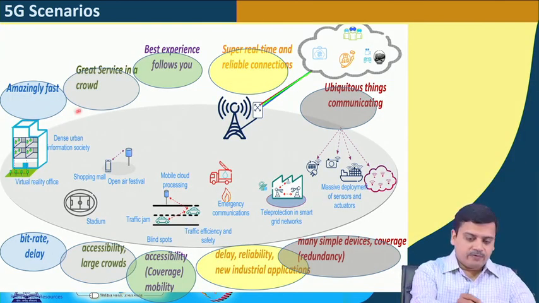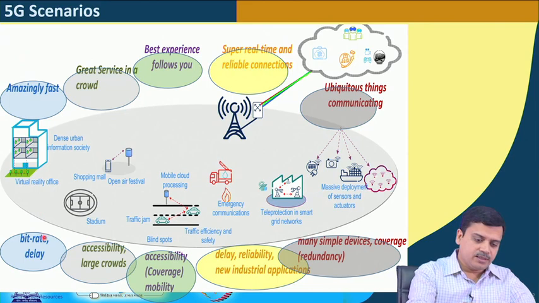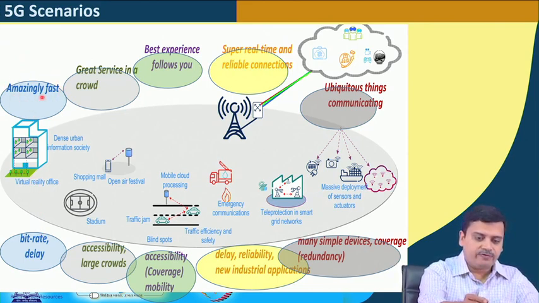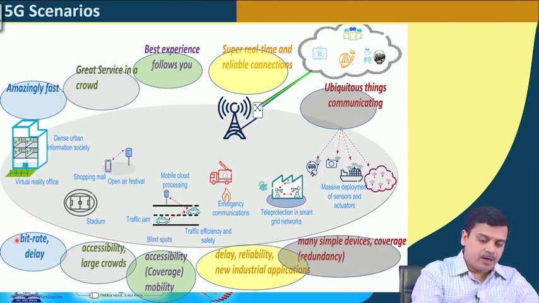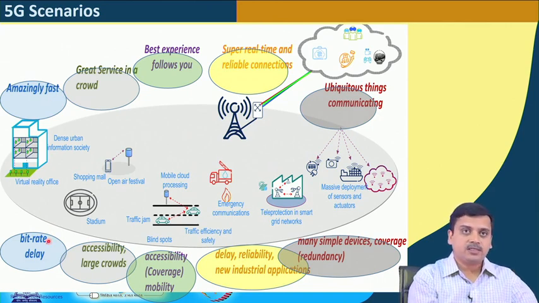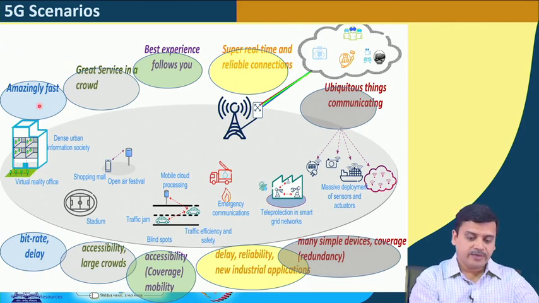So, overall, if we have a huge picture which captures more or less all the scenarios that come into play, and we categorize the different situations, we have on one end amazingly fast as the description of the scenario, which we could map down to a requirement on bit rate and delay. For example, if we have a situation which requires amazingly fast connectivity, the data rate would be very high, as well as the delay requirement would be pretty stringent. That means, at very small delay with very high data rate, you have to provide connectivity.